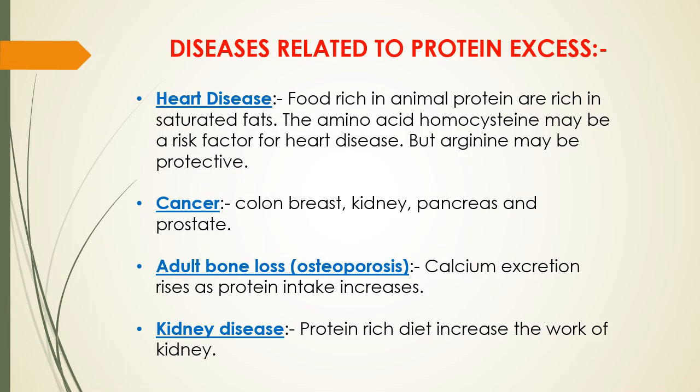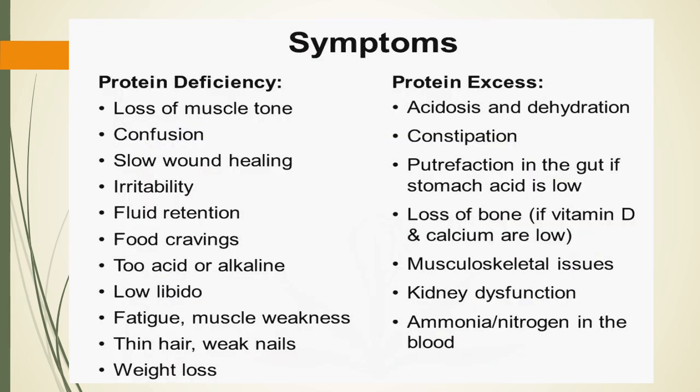Diseases related to protein excess include heart disease, cancer, adult bone loss, that is osteoporosis, and kidney disease. Protein deficiency leads to loss of muscle tone, confusion, irritability, etc. And protein excess leads to acidosis and dehydration, constipation, musculoskeletal issues, etc.